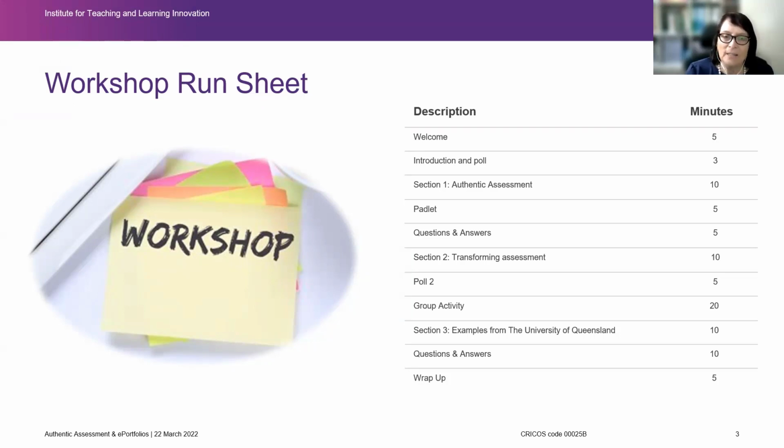We've got 3 main sections of content, I guess. Section 1, what is authentic assessment? 2, transforming your assessment in ePortfolios in particular, so they're more authentic. And then Shari in the last section has got some really nice examples of how she has designed with academics some authentic assessment across courses and programs. And we'll have one group activity.